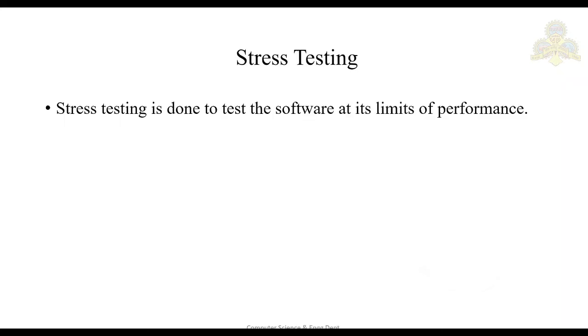The next one is stress testing. This stress testing is similar to performance testing, but it is not the same. Stress testing is done to test the software at its limits of performance. Say for example, you have a software with a DBMS, that is a database, and it is expected to give a response time within a specified limit for 16 simultaneous users. That means 16 users are simultaneously accessing that particular application. Whenever this type of requirement is given, you have to make sure that you put a little extra stress on that software.